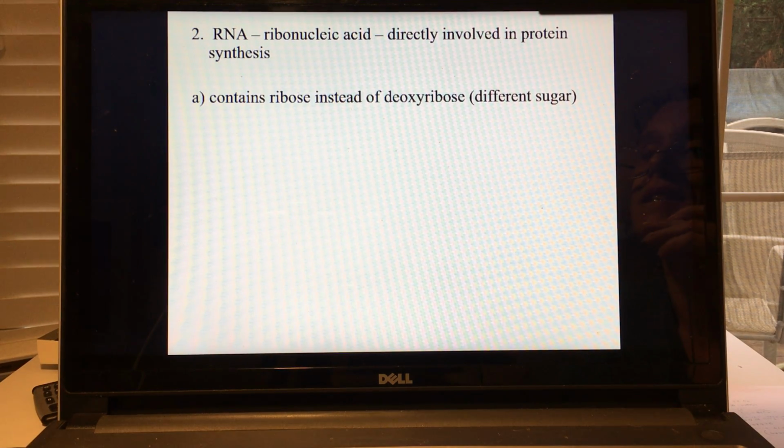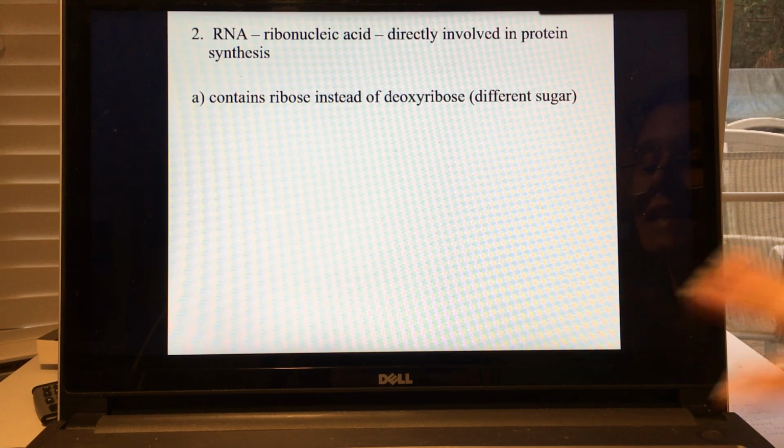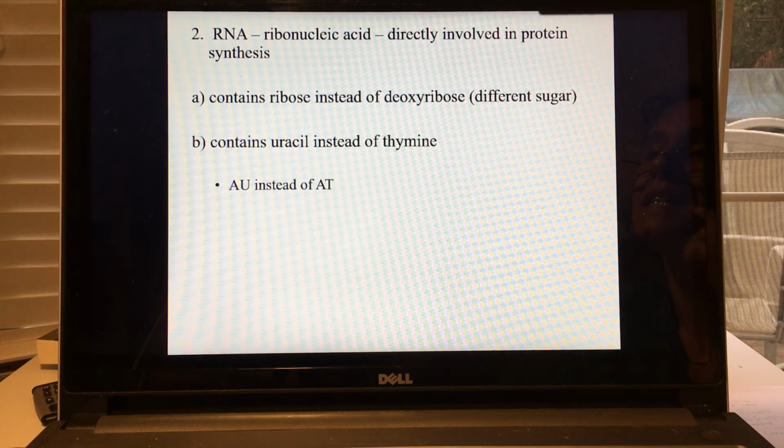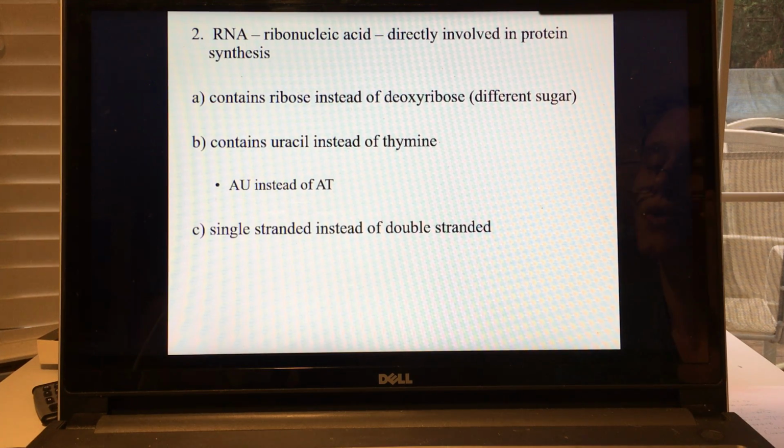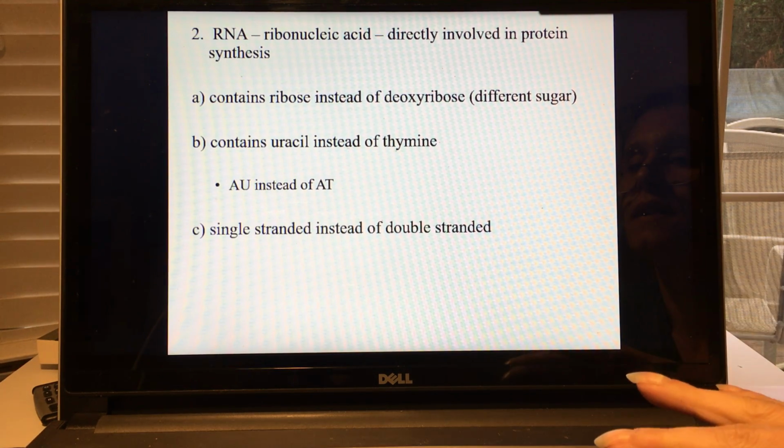It contains ribose instead of deoxyribose, which means it has a different sugar. And it contains uracil instead of thymine. So 3 out of the 4 bases are the same, but one of them is different. It is also single-stranded instead of double-stranded.